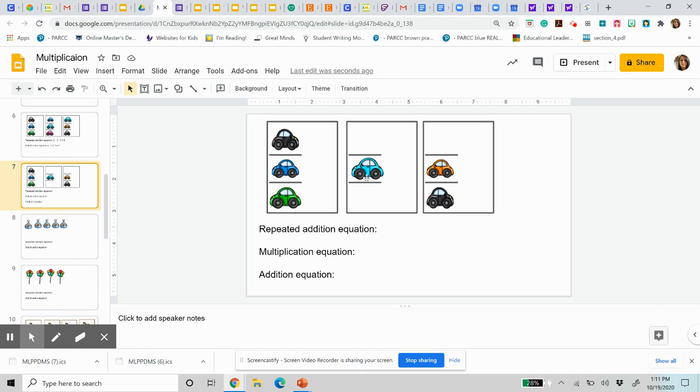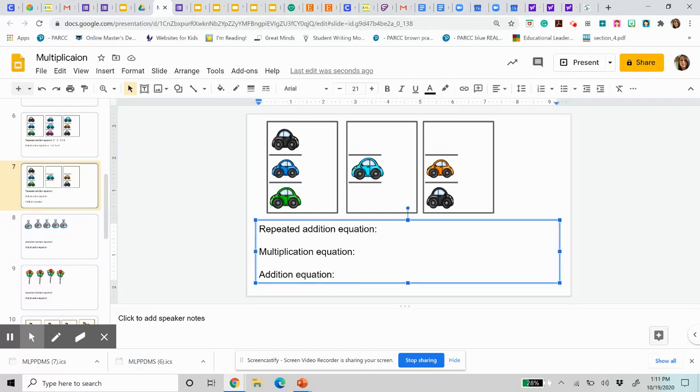So I can't do a multiplication equation. I can do just a regular addition equation. I can say 3 plus 1 car in the second garage plus 2 cars in the last garage, right? So that is an addition equation because there are groups, but they're not equal. They don't have the same amount in each group. Okay, so then we would just add that up. 3 plus 1 is 4, plus 2 more is 6.